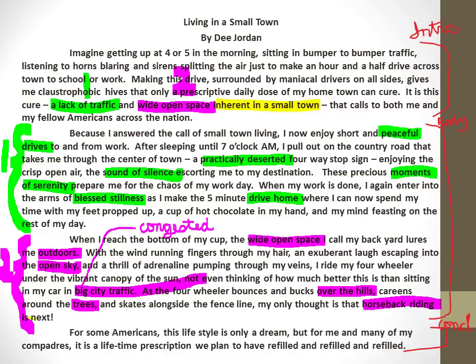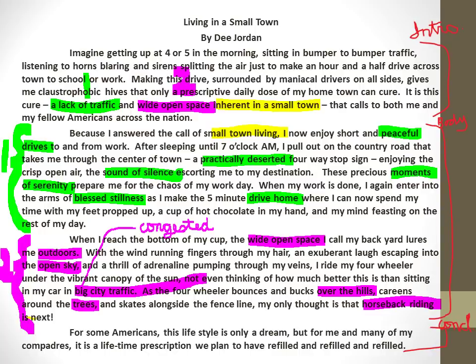The next thing I need to do is go back to my thesis statement, because remember that this is supposed to be about living in a small town, the benefits of living in a small town. So can I identify the small town living in those body paragraphs and throughout my essay? So let's look in the first body paragraph. The first thing I see here is small town living. Let's look at the next body paragraph.